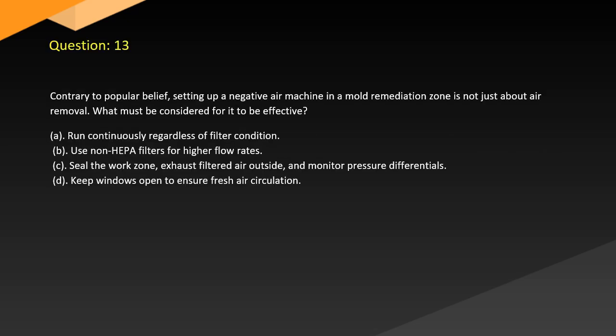Question 13. Contrary to popular belief, setting up a negative air machine in a mold remediation zone is not just about air removal. What must be considered for it to be effective? A. Run continuously regardless of filter condition. B. Use non-HEPA filters for higher flow rates. C. Seal the work zone, exhaust filtered air outside, and monitor pressure differentials. D. Keep windows open to ensure fresh air circulation.